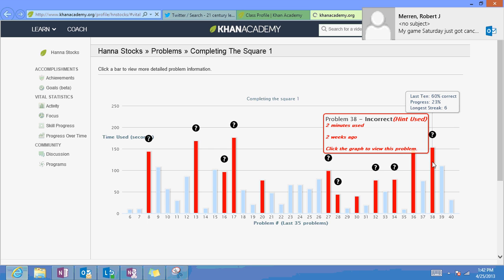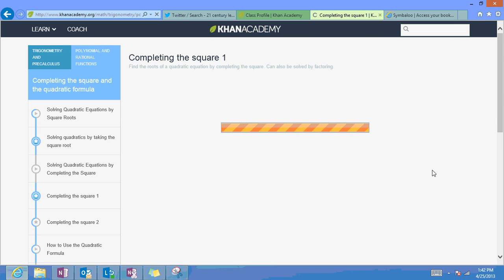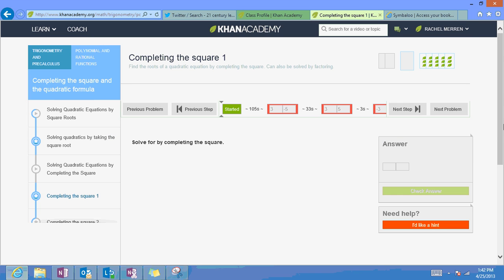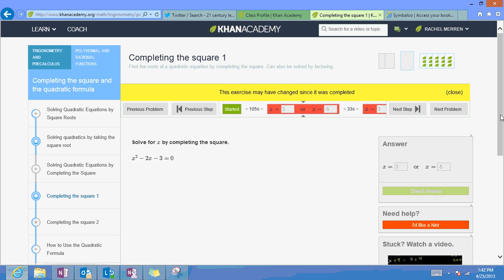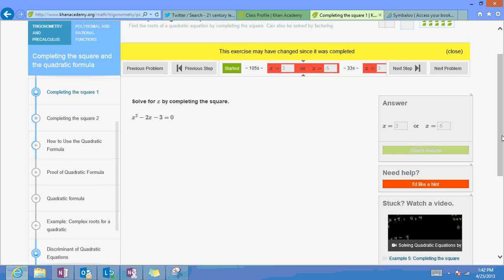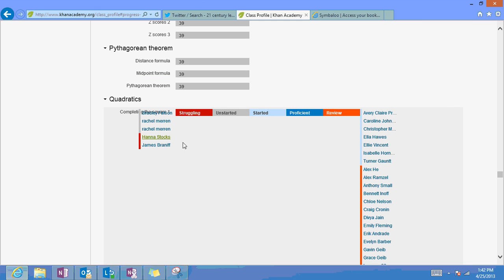So, for example, I can click on this red box, and it takes me to the actual problem. So I can see this is probably the problem that she had trouble with. This was two weeks ago that they did this exact assignment, so things might have changed a little bit. But let me get out and go back. So that's the red. It tells if they're struggling.